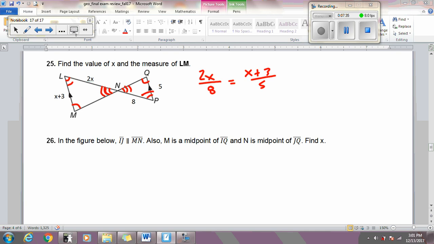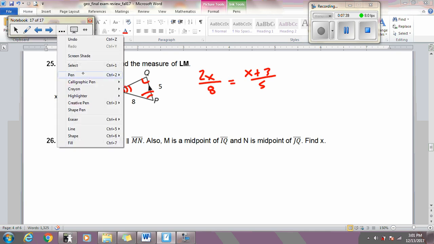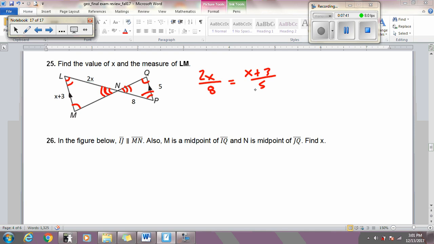If you look at the angle markings, that should help you understand why those correspond. So now that I have my proportion, let's go ahead and cross multiply. So 5 times 2x, that's 10x. And then 8 times x plus 3 would give me 8x plus 24. Now to solve for x, subtract 8x on both sides. You would get 2x equals 24. Then divide by 2. x is equal to 12.